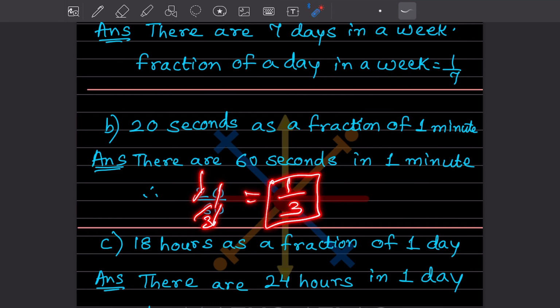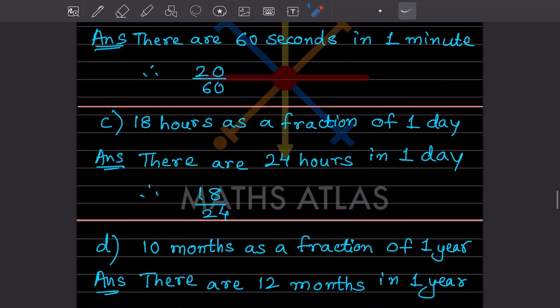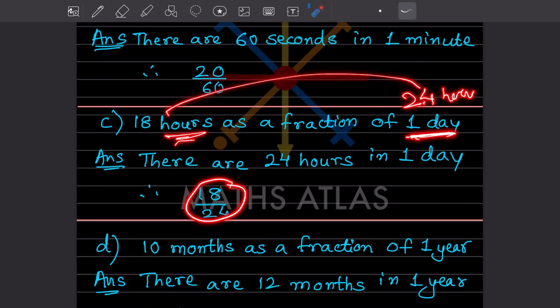Okay. Now here they said 18 hours is a fraction of 1 day. Now look at here, this is hours, and 1 day has how many? Because this is hours, this also will convert to hours. So 1 day is 24 hours, is it? So here 18 divided by 24.